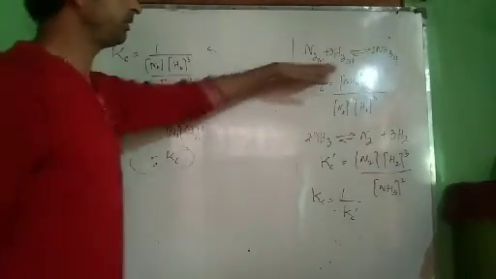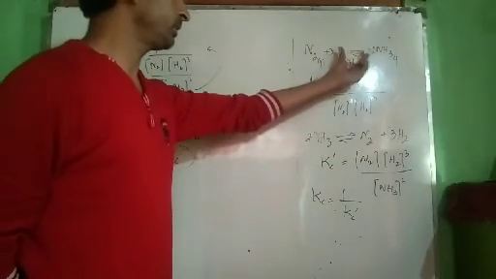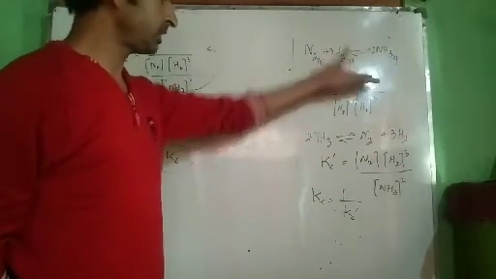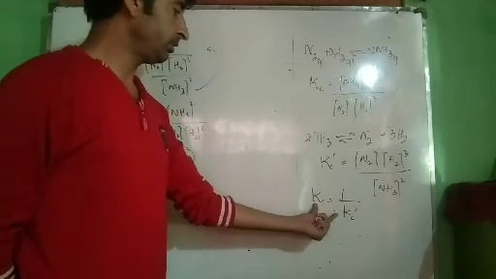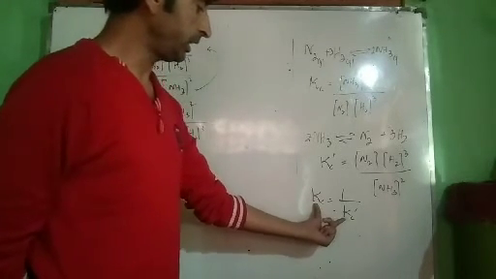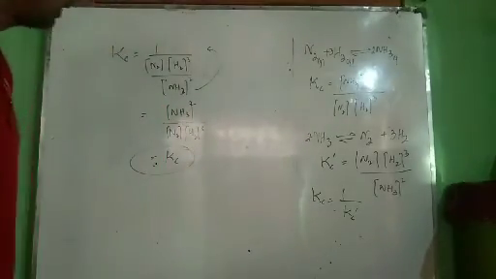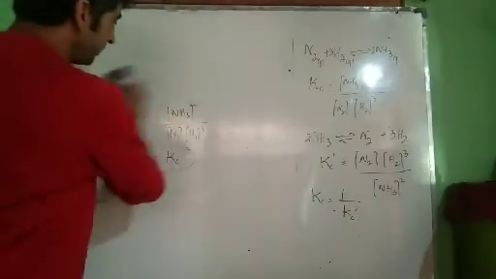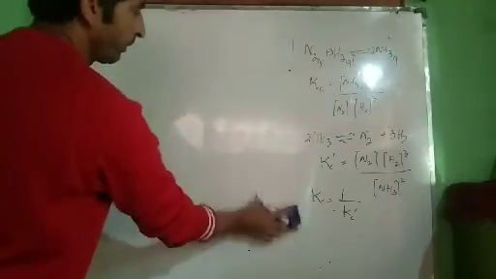That means if you have a reaction and the next reaction is the reverse of the first reaction, then the two equilibrium constants are related like this. Kc is equal to 1 by Kc dash. There are two more relations. Now let us solve questions from here and we will proceed to the next relationship.